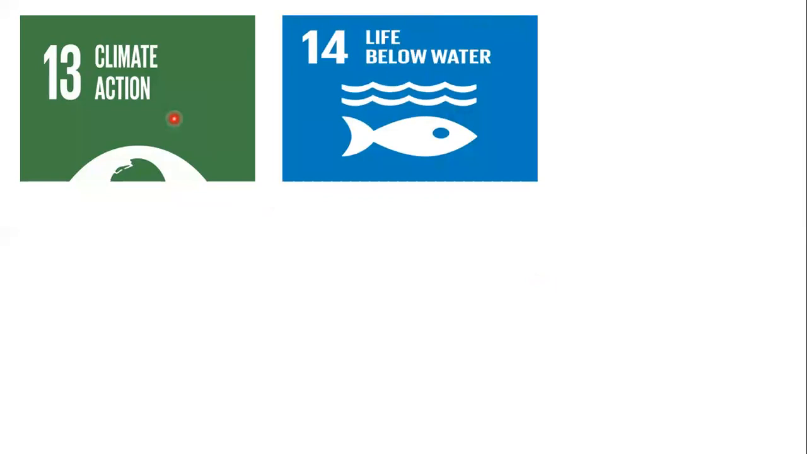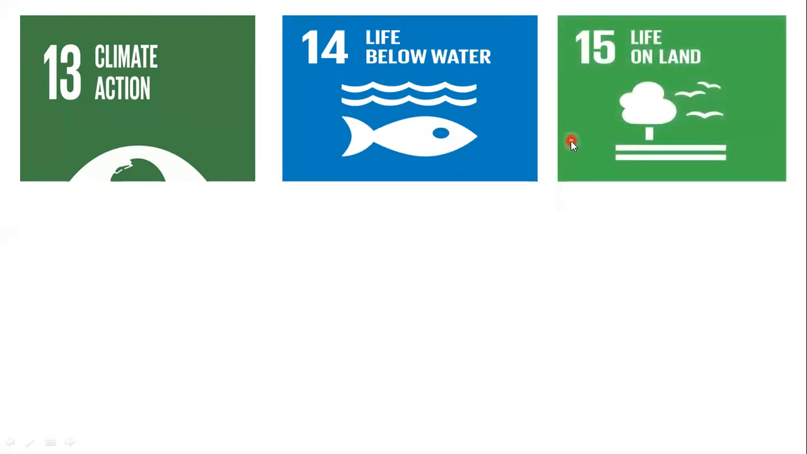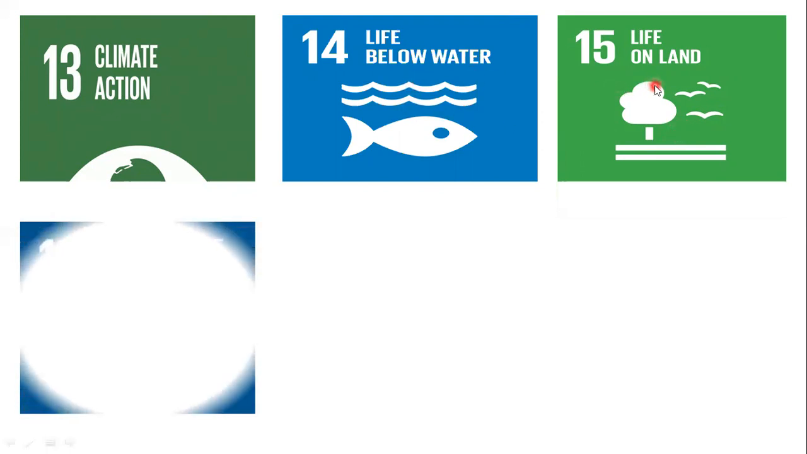The next one, life below water. That means water is another important arena of our life. We are polluting water. That's why the lives below water are already endangered, like fisheries and some other resources. 15, life on land. That means on the surface, the earth surface. If you want to mention here, there is biodiversity below water and on the land.